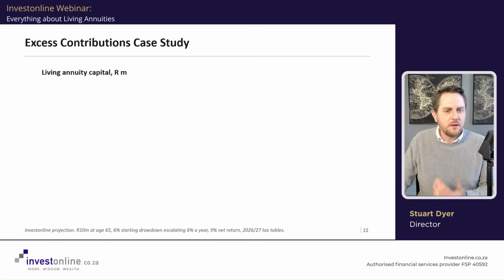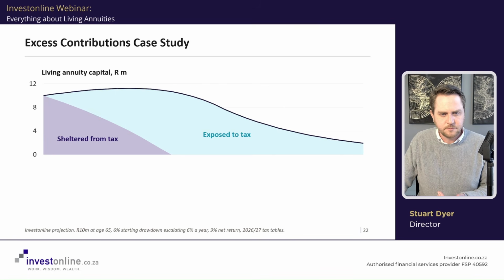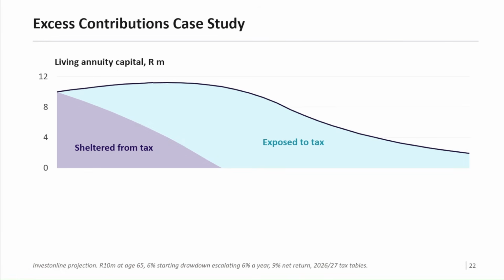So now we roll that 10 million Rand into a living annuity, and let's see what that looks like in a projection form over the course of his retirement. As we can see here, we've got the 10 million Rand that continues to grow for some time. And what I've done is we've shaded it in two separate areas. You've got the purple area, the lavender area, that is the excess contributions portion. And that portion decreases as he withdraws from the fund.